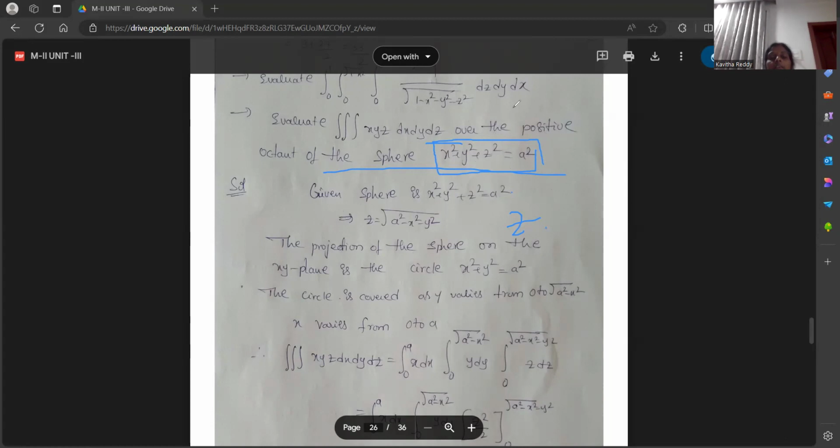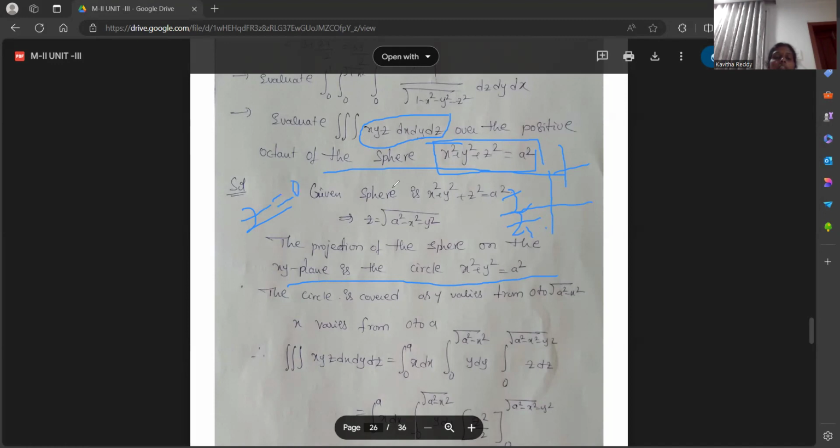So it is given f of x, y, z over the positive octant of the sphere. The projection of the sphere on the xy plane, positive octant. Positive octant means it is on the xy plane. So what is that? The xy plane is the circle. What is the equation of the xy plane? Xy plane means you'll get here z equal to 0.